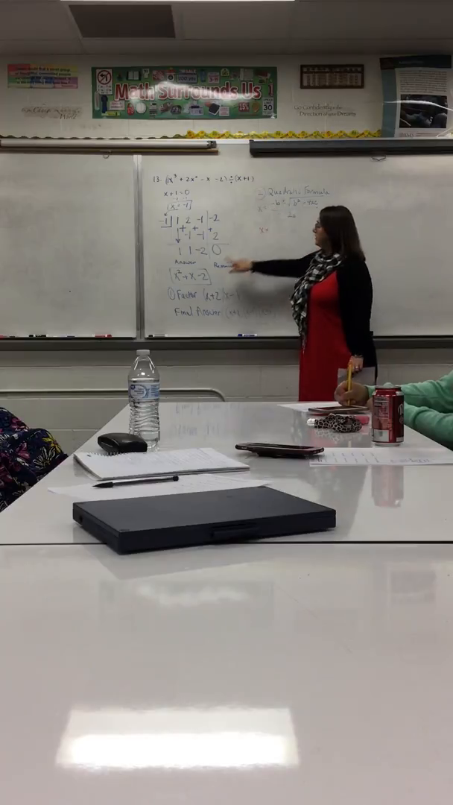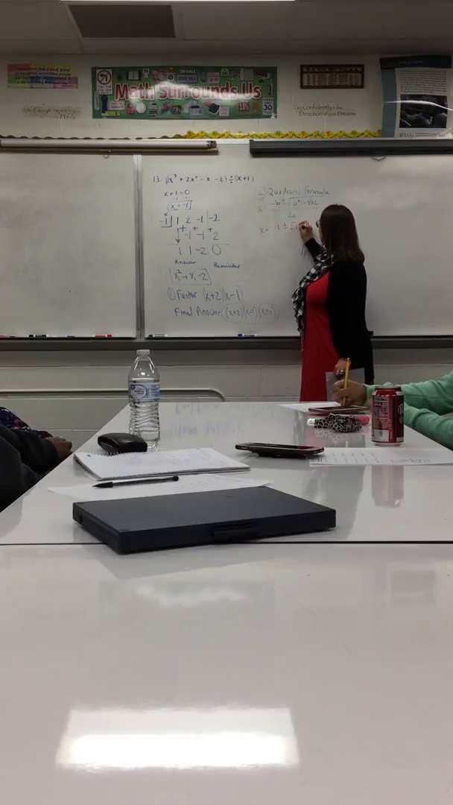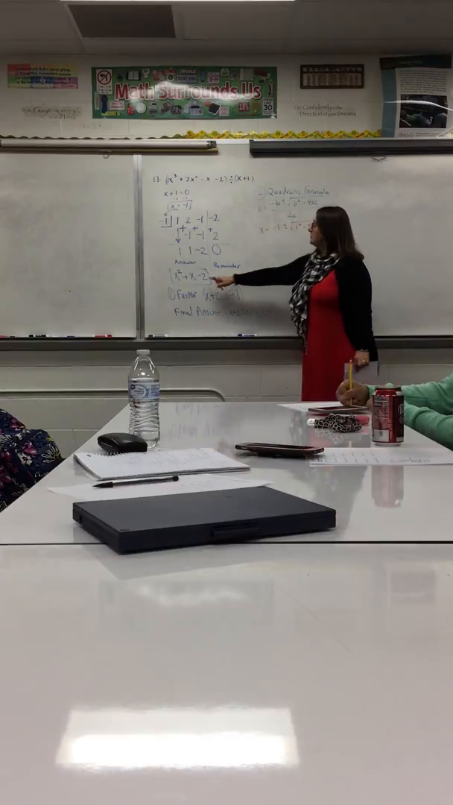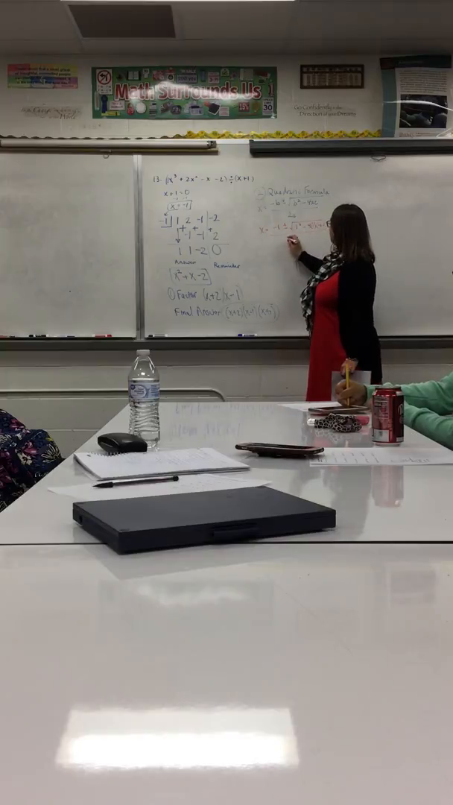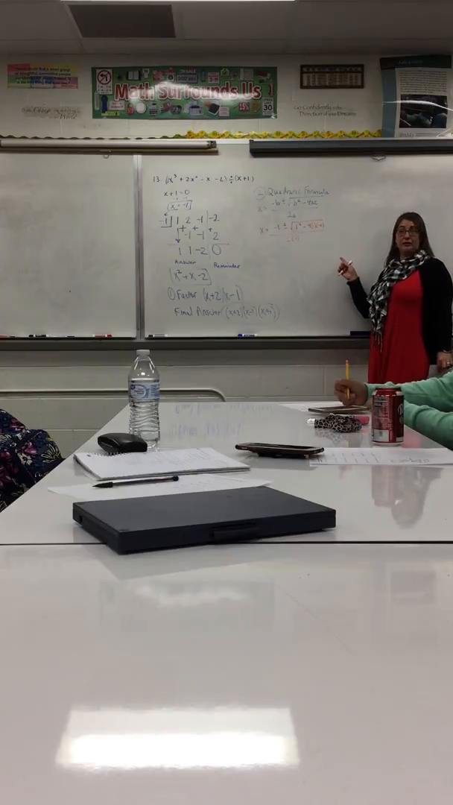So if b is positive 1, then we would make it be negative 1 plus and minus. B squared would be 1 squared. And then we take 4 times a is 1, times c is negative 2, divided by 2 times a, and a is 1. So this one is really straightforward. There's no questioning what I need to do here.